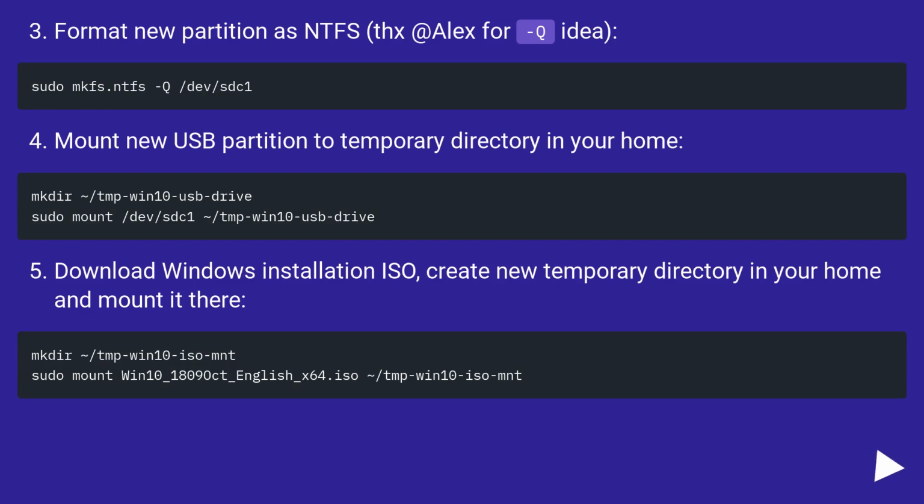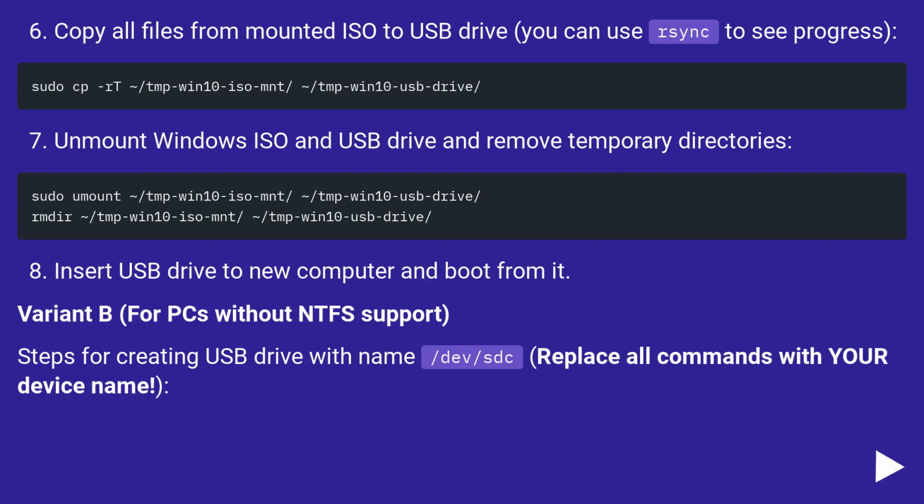Mount the new USB partition to a temporary directory in your home. Download the Windows installation ISO, create a new temporary directory in your home and mount it there. Copy all files from the mounted ISO to the USB drive. You can use rsync to see progress. Unmount the Windows ISO and USB drive and remove temporary directories. Insert the USB drive to a new computer and boot from it.